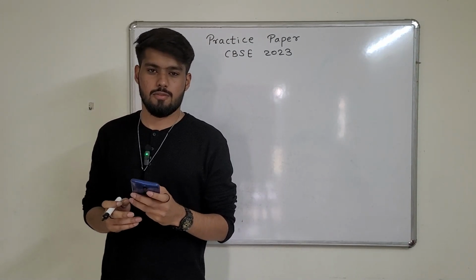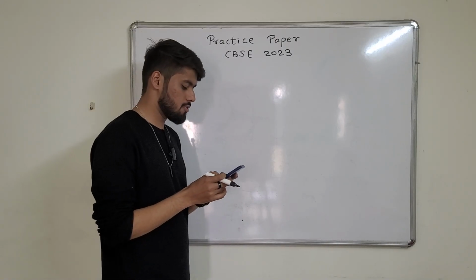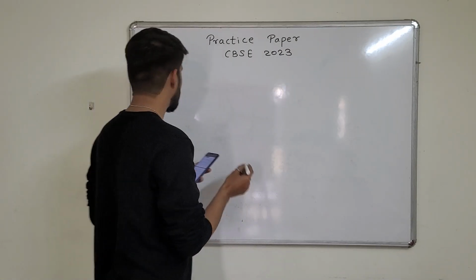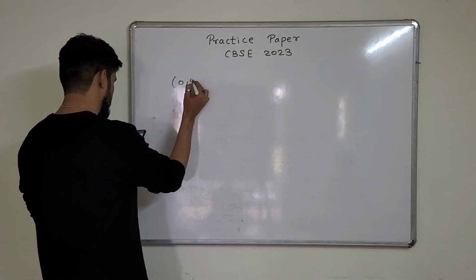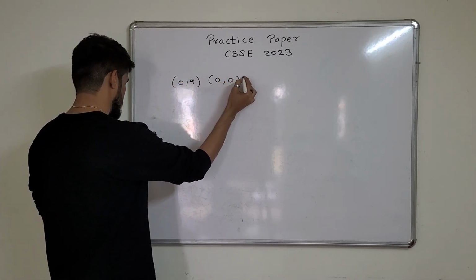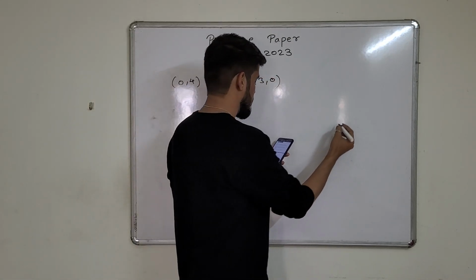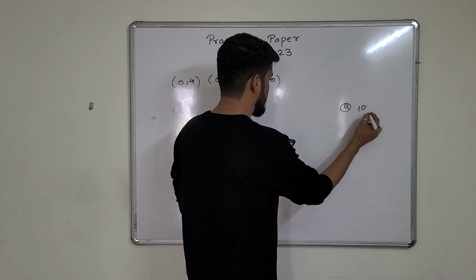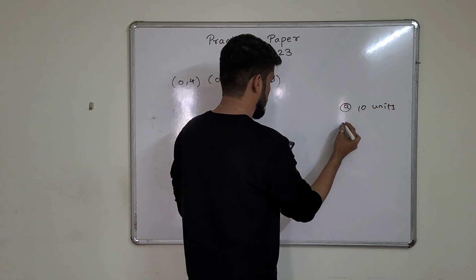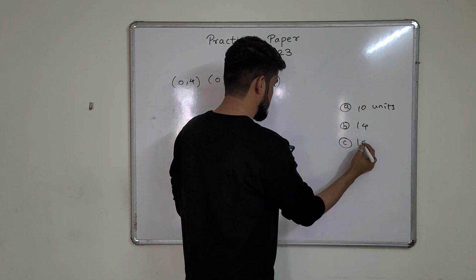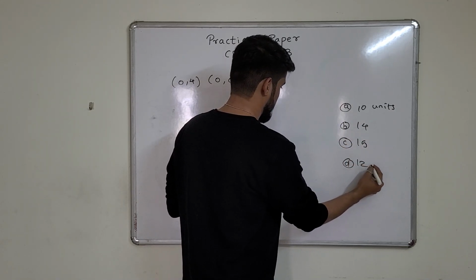So now let's go for the fourth question. The fourth question is from the coordinate geometry chapter. The given points are (0, 4), (0, 0), and (3, 0). The options we have for this question are, option A is 10 units, option B 14, option C 15 units, and option D 12 units.